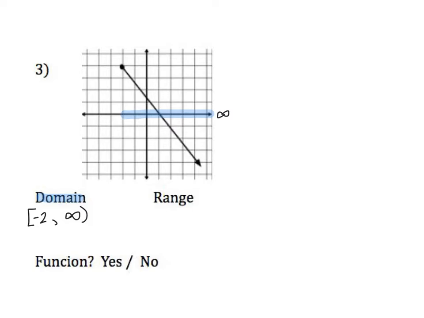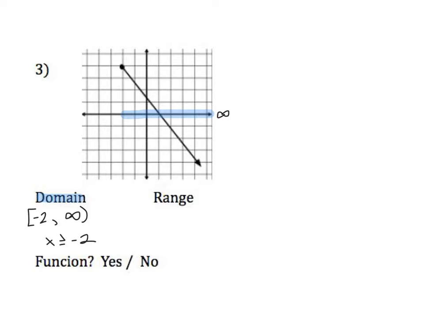We use a parenthesis always with infinity. Now, if I'm describing this with an inequality, it's all of the x values that are greater than or equal to -2. So here we only need one inequality because it's just going to the right forever. Now let's do our range.